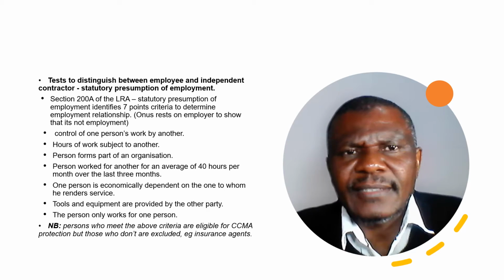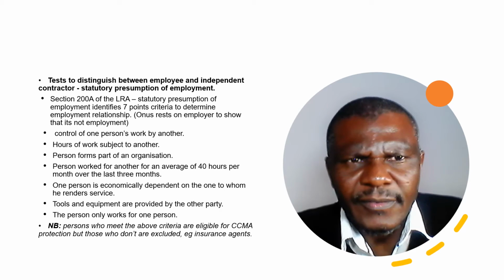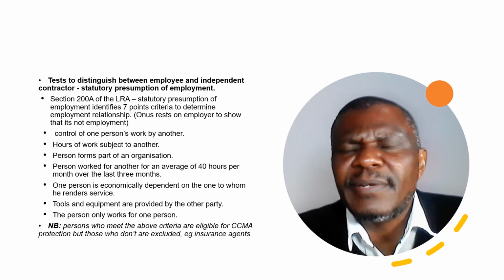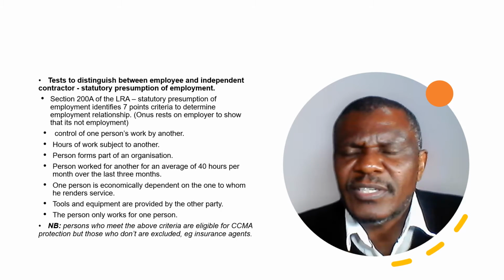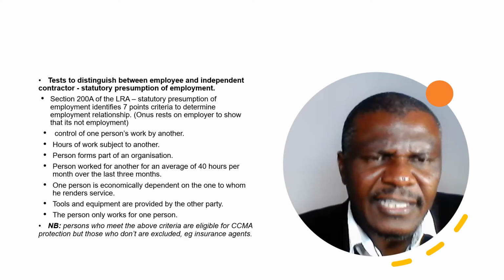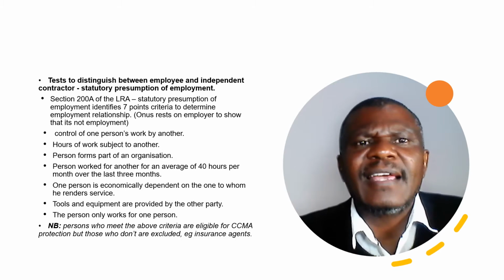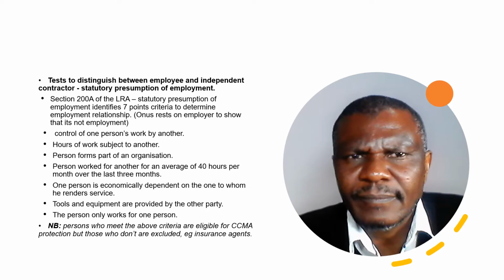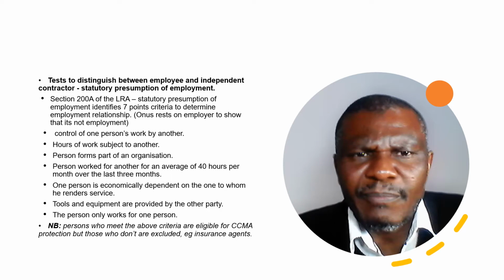So you find that the test to distinguish between an employee and an independent contractor in terms of the statutory presumptions of employment under Section 200A of the Labor Relations Act are such that the 7 points are as follows.